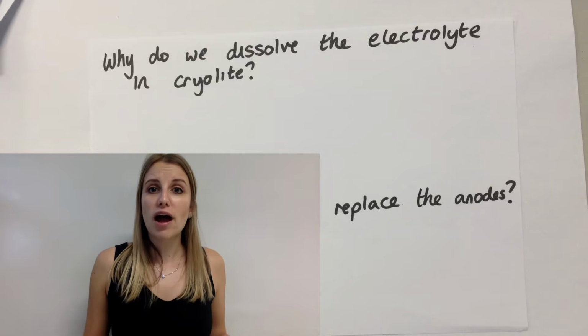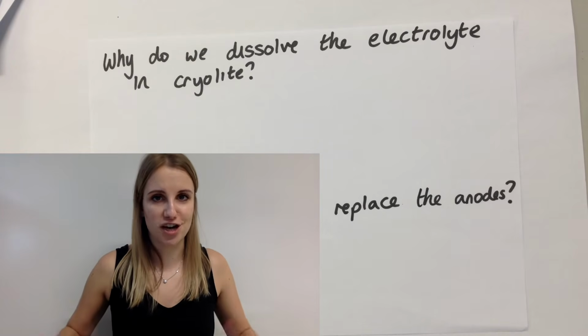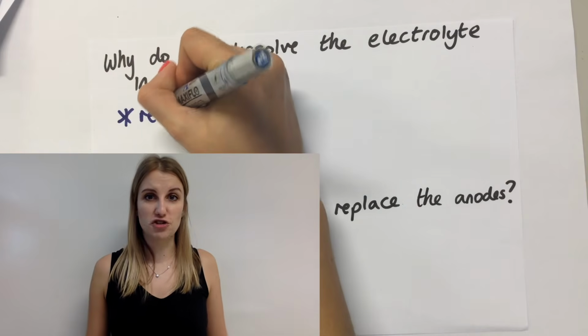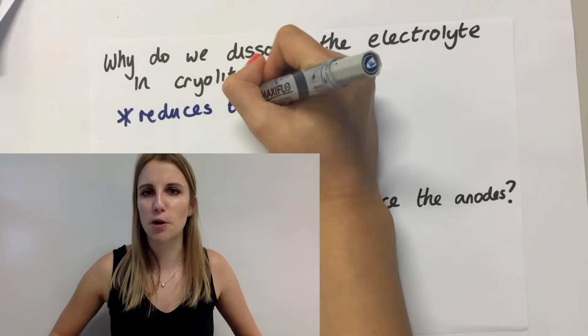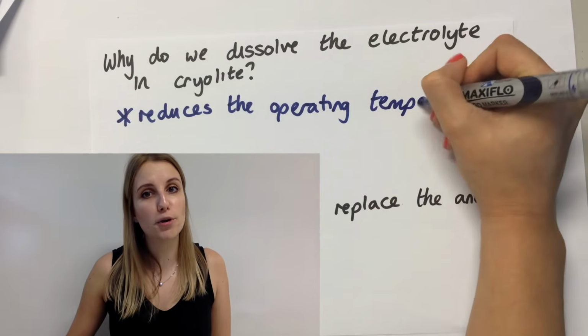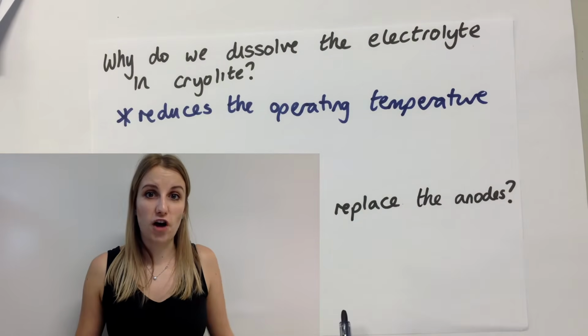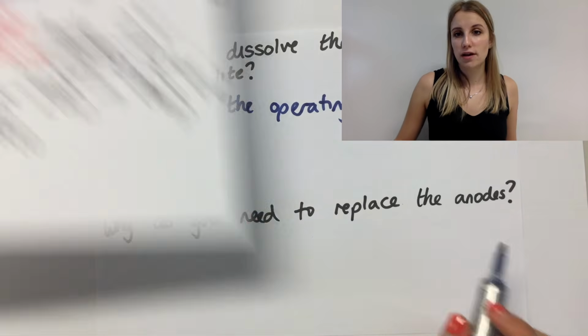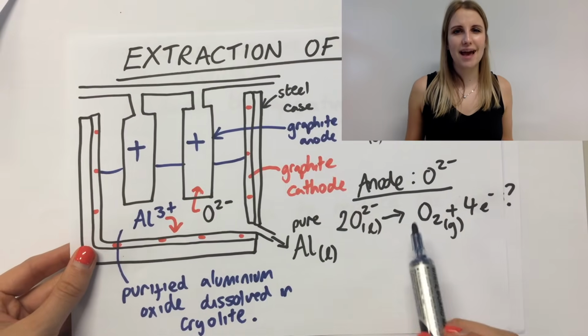Now, if you add cryolite to it and you turn it into a mixture in the pot, the melting temperature goes down to about 900 degrees, which is far more reasonable. So if you add cryolite, it reduces the operating temperature and therefore makes it far cheaper for the process to happen. The second question is, why do you need to replace the anodes?